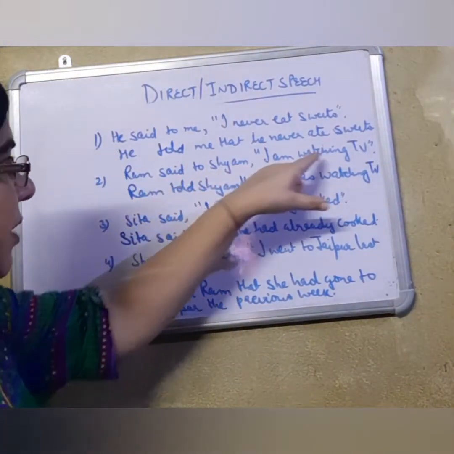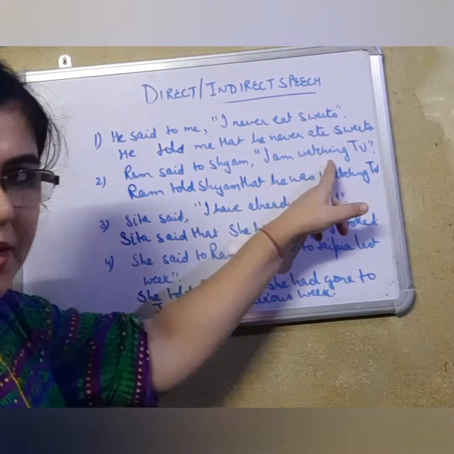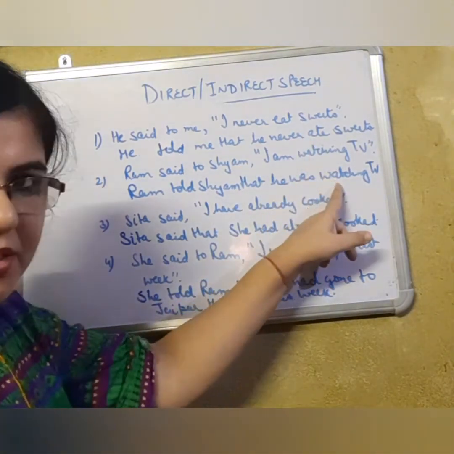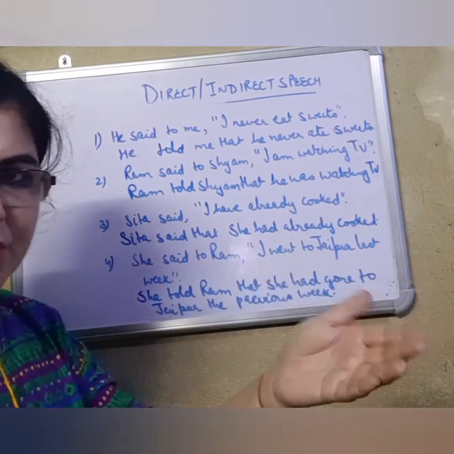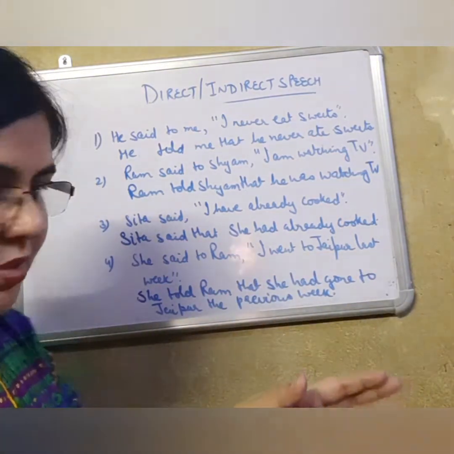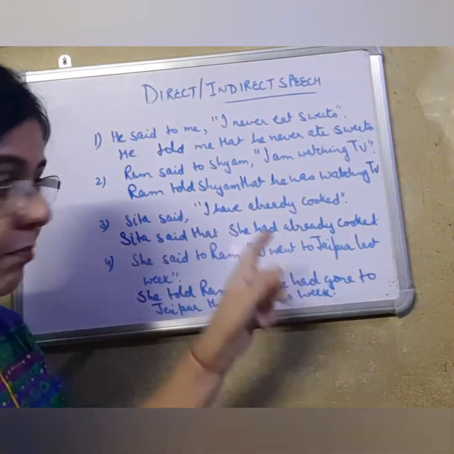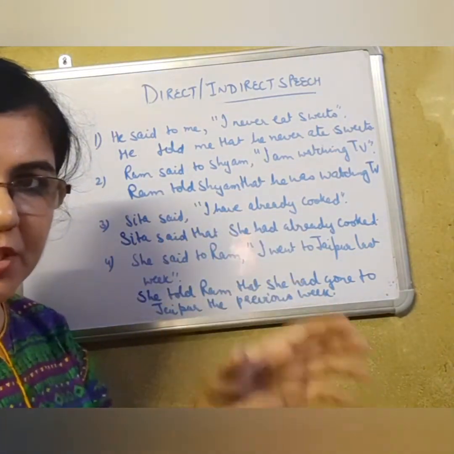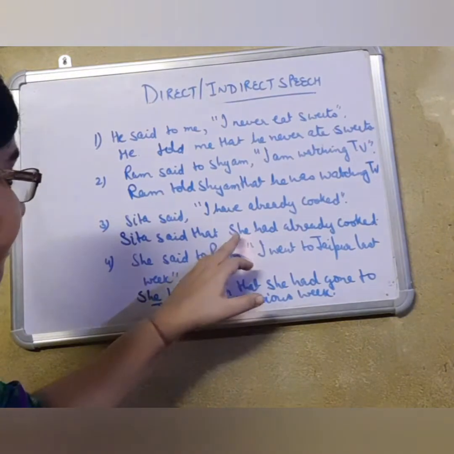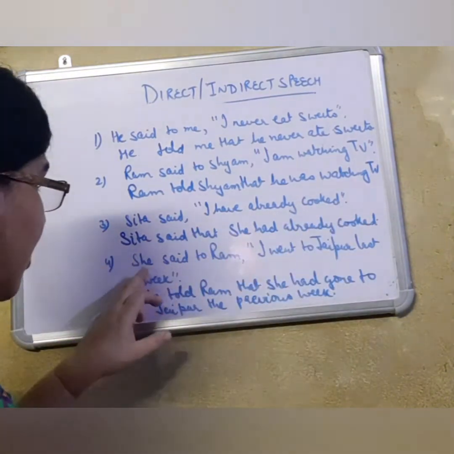Ram said to Shyam, I am watching TV. This was present continuous. It was converted into past continuous. Sita said, to whom is she speaking? No information. So said will remain said. But have already cooked is present perfect, which will be converted into past perfect. He had already cooked.